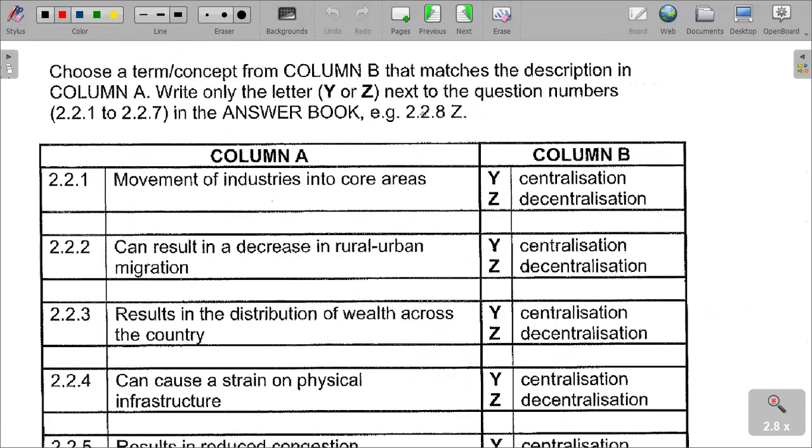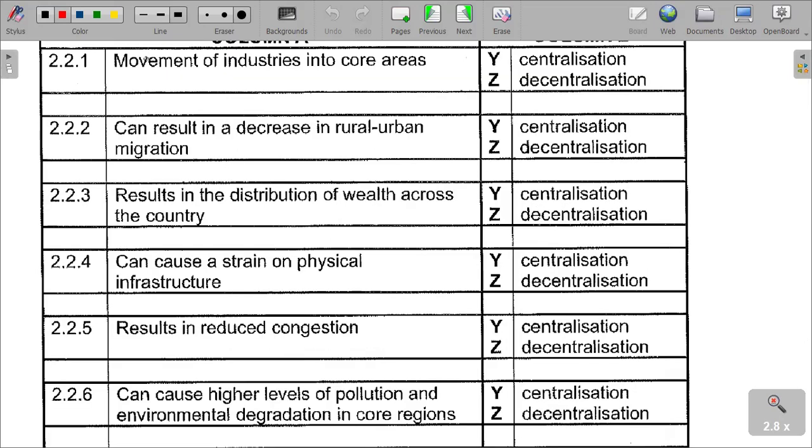If we go on, choose the concept and match the descriptions. We need to write only the letter next to the question number. Movement of industries into core areas: we call that centralization. Industries cluster in the core. Centralization can result in a decrease in rural-urban migration.